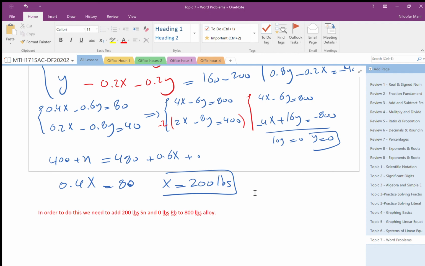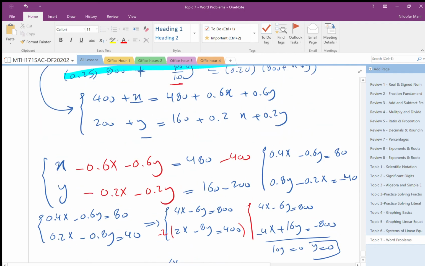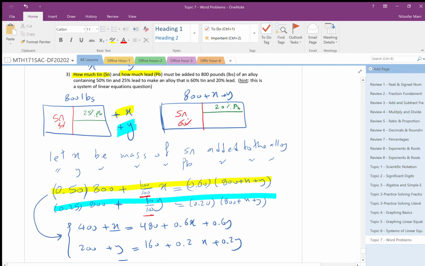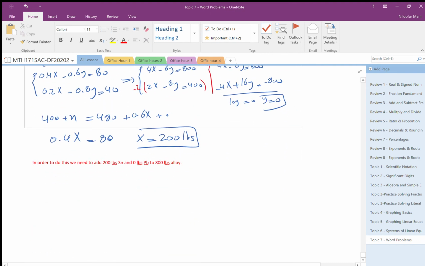See, this is estimation. When you look at the question and you know it's a mixture problem, you visualize, you make a diagram, then you can ask yourself, how much do I need? So you would say, of course I need something for Sn, but maybe for Pb no, because the concentration went lower. Okay, so here we are done.